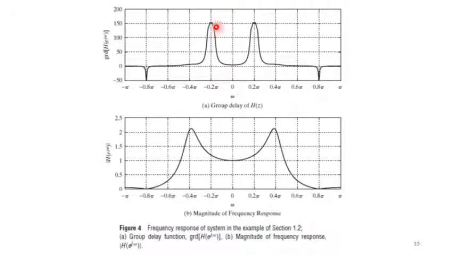So it peaks, the continuous phase has the maximum negative slopes here and here. Whereas at these dips, the phase has positive slopes. In the case of the magnitude response, we have maximum values around plus or minus 0.4 pi.